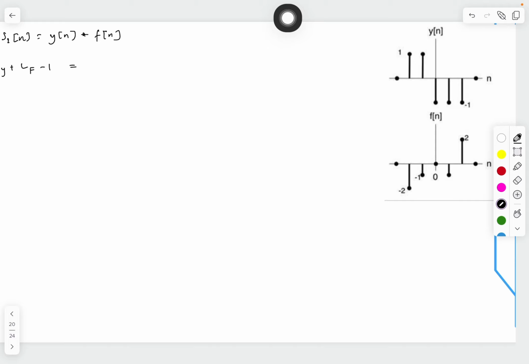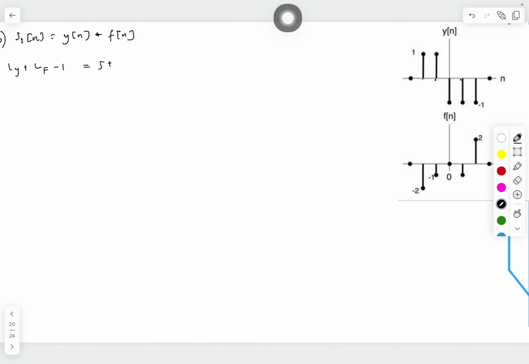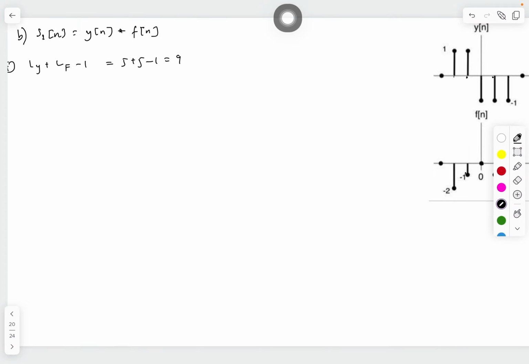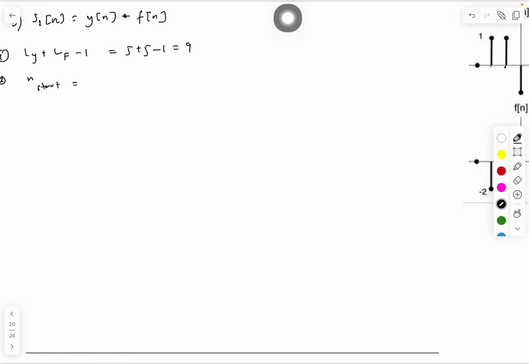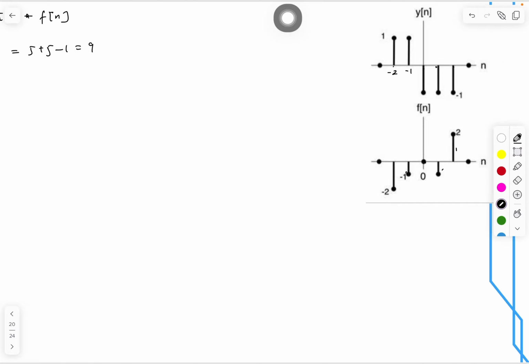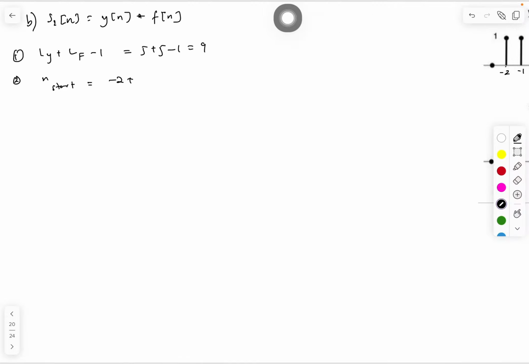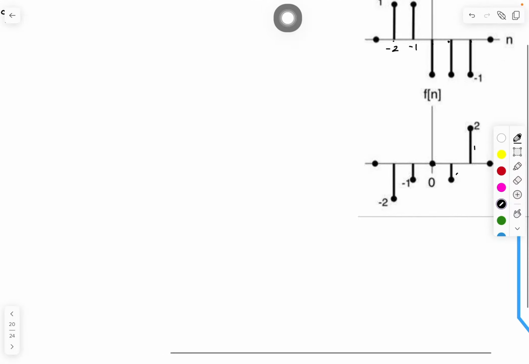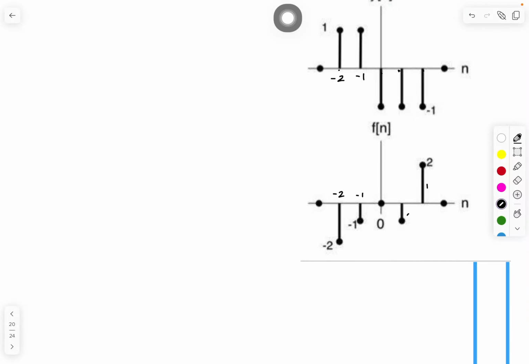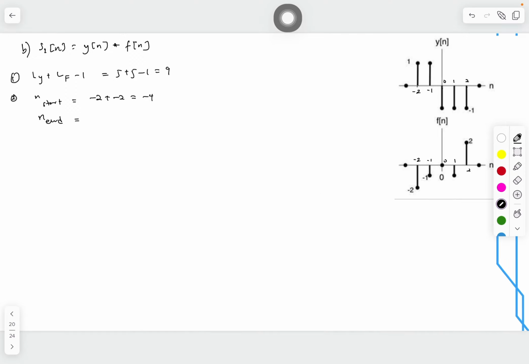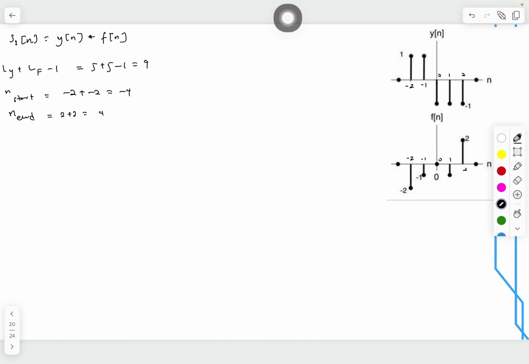So the length of y, 5, plus the length of f, equal to 5 minus 1 is 9. And then we again find the starting and ending indexes. The start is minus 1 minus 2, so it's going to be minus 2 plus, and this one starts at 0 minus 1 minus 2, so minus 2 minus 2 is minus 4. This one ends at 0 1 2, and this one ends at 0 1 also 2, so 2 plus 2 is 4, so the end range is from minus 4 to 4.